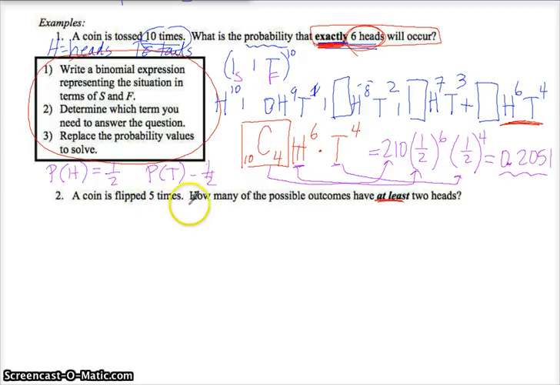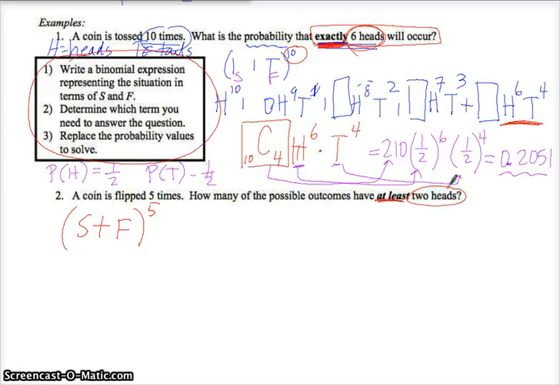Anyway, a coin is flipped 5 times. So this time our number of trials, instead of being 10, is going to be 5. So we have our success plus our failure to the 5th power. Again, a coin is flipped. It says, how many of the possible outcomes have at least 2 heads?